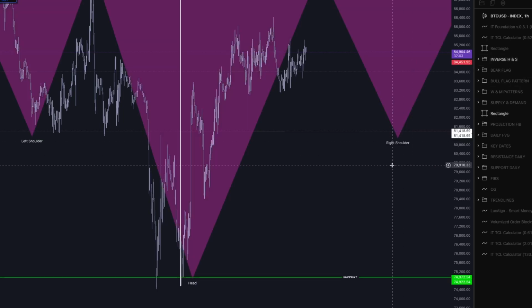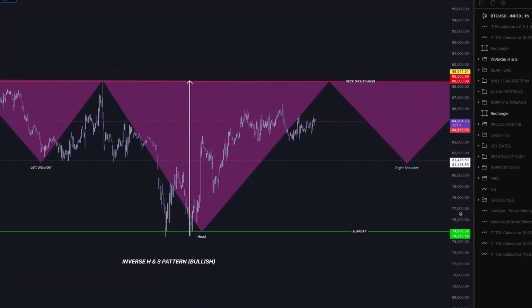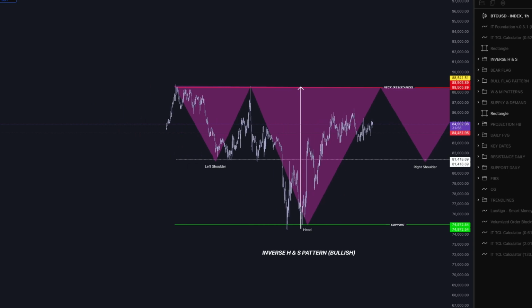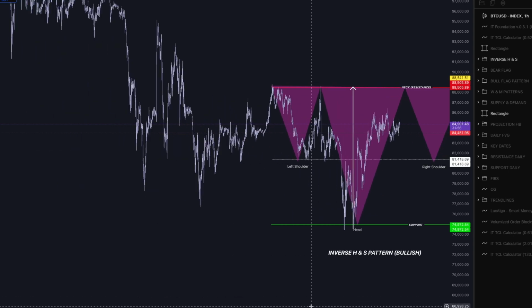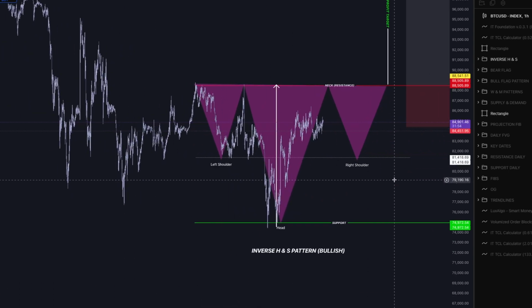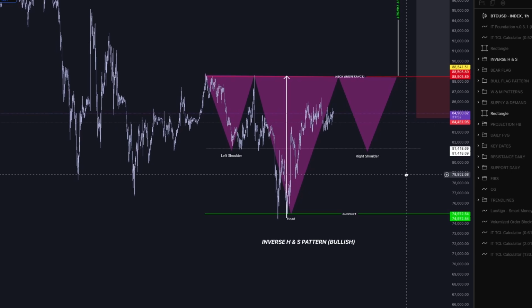an inverse head and shoulders would be. So again, this is educational. This isn't to say that we're going to have this happen. I'm going to go through what to look for in an inverse head and shoulders.